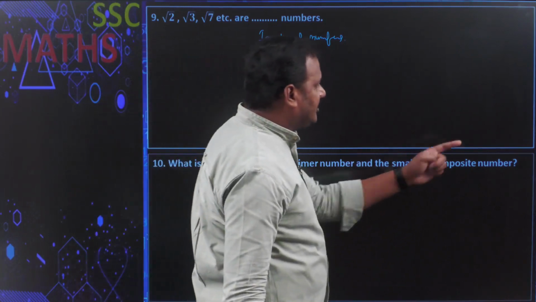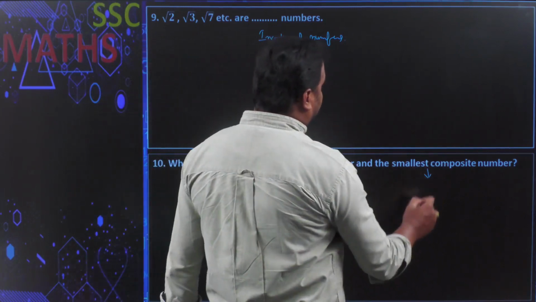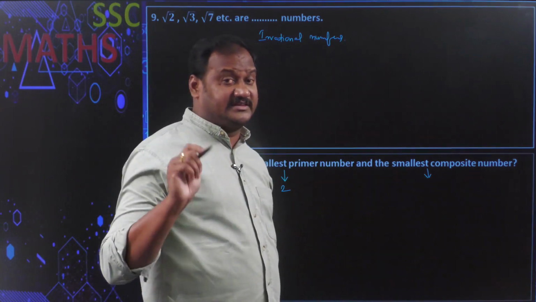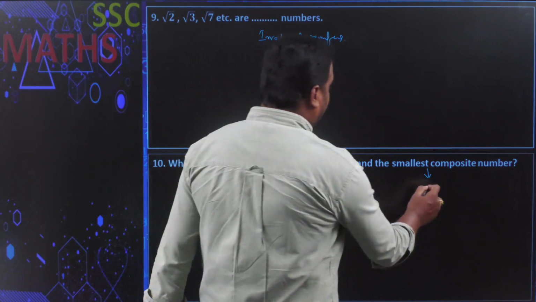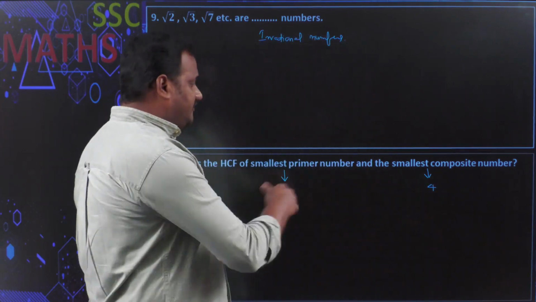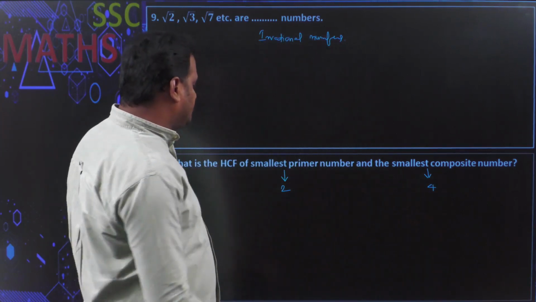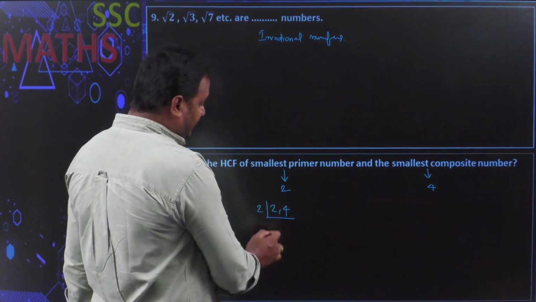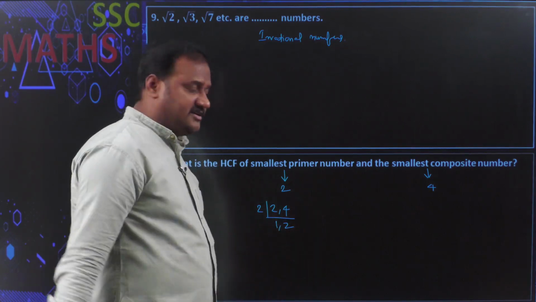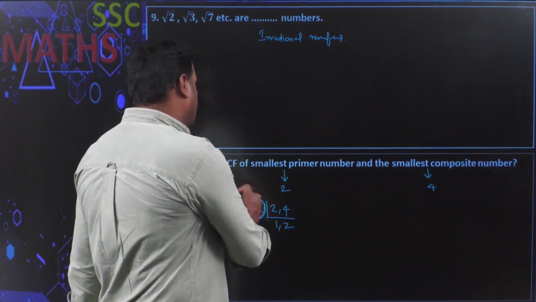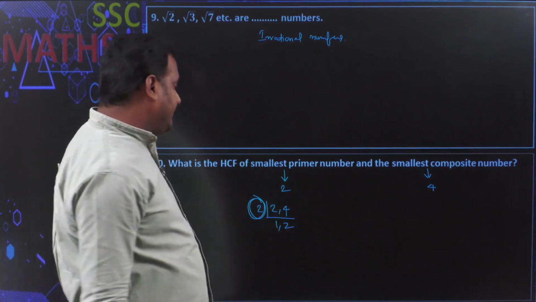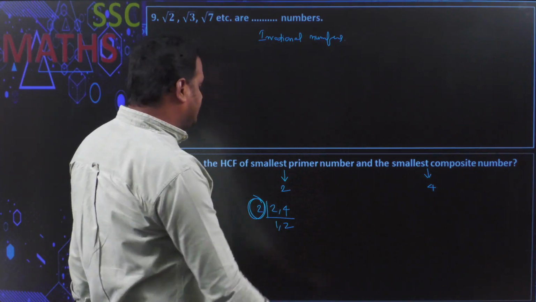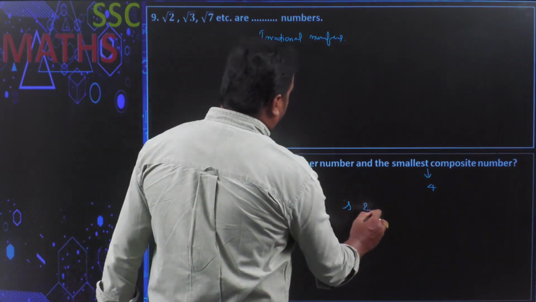And the smallest composite number? After 1, 2 and 3 are prime numbers. 4 is composite and it is the smallest. It is 4. Now you are going to find the HCF of these two numbers. So HCF of 2 and 4. These two numbers are divisible by 2. So 2 is the common factor of 2 and 4. Therefore the HCF of the smallest prime number and the smallest composite number is 2.